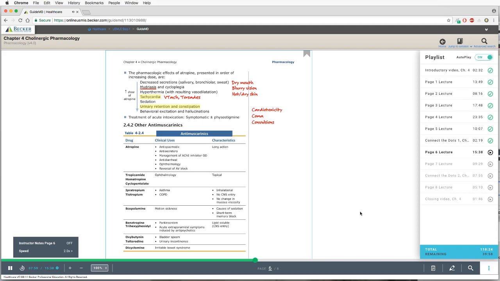And drugs that sound like atropine, such as tropicamide, homatropine, but also an annoying drug like cyclopentolate. These are topicals that are used to dilate pupil in ophthalmology. If I'm lucky, I'm hoping for a drug like tropicamide on the exam.